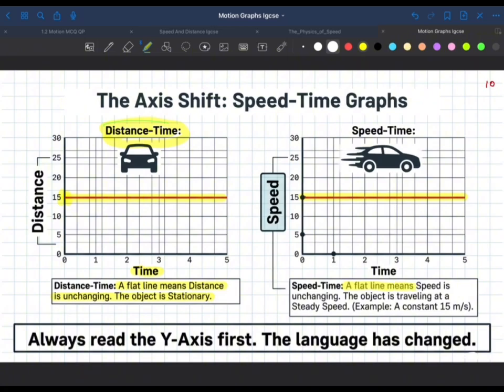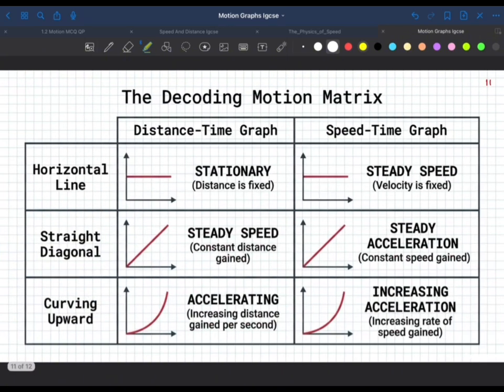A flat line means speed is unchanging. The object is traveling at a steady or constant speed. In this case, it is 15 meters per second. So this is what you have as far as the comparison of these two graphs is concerned.